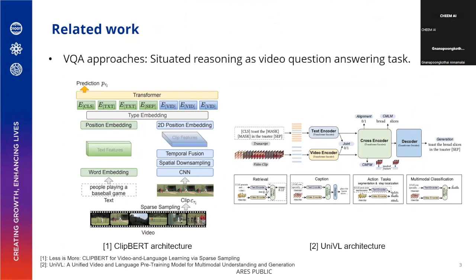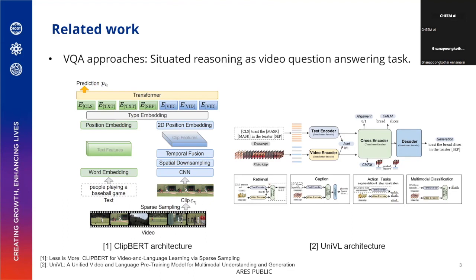So I will talk about some related work. First, some VQA approaches for this challenge. Basically, we can approach this situated reasoning as a simple video question answering task, and there are some existing architectures we can use. The first one is called Clipboard, which uses a single transformer to encode both video and text features. For the video, they propose a spatial downsampling method, using only part of the video features because they use a sparse sampling method, and then they combine them with word embeddings and use a single transformer to predict the probabilities of the answers.